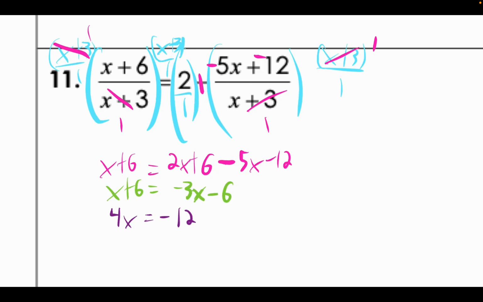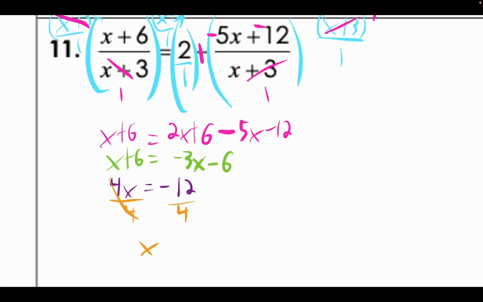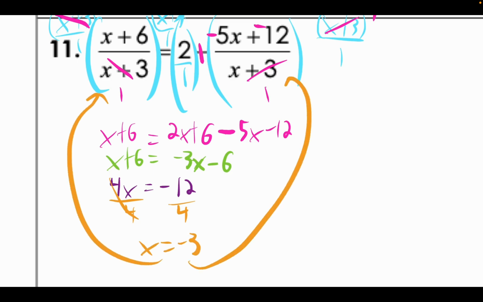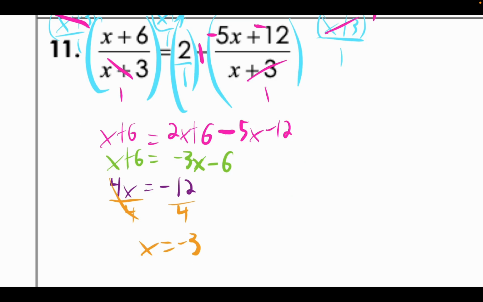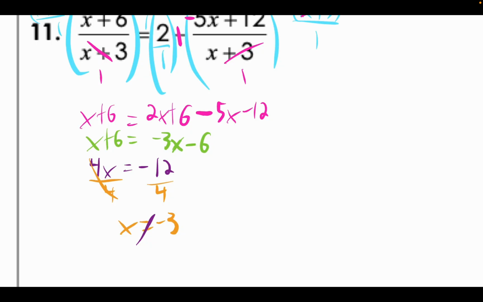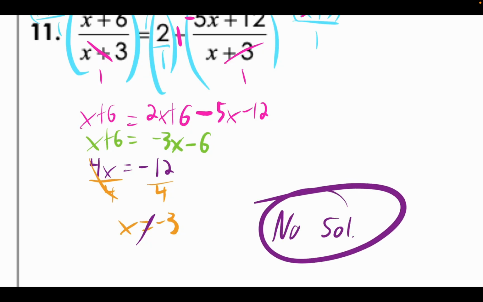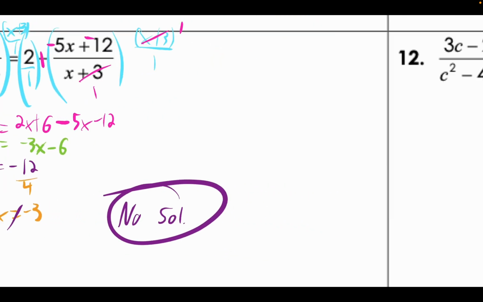So now I'll divide both sides by 4, giving me x equals negative 3. As always, I check, but it makes at least one denominator 0. So that is not a valid solution. And so since my only solution is not valid, we say that there is no solution. Moving on to our last problem.